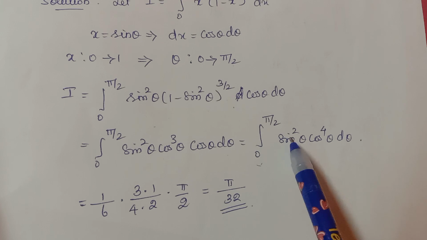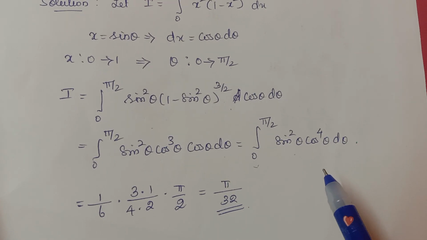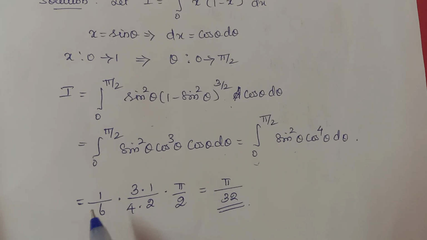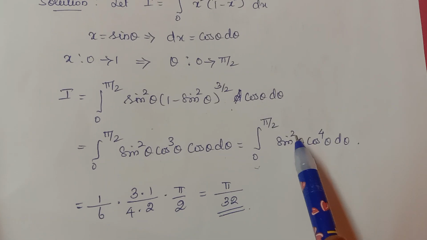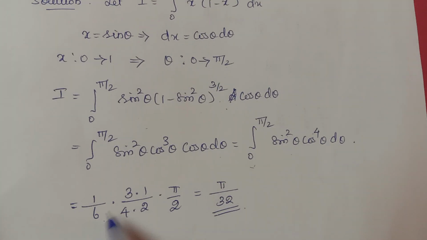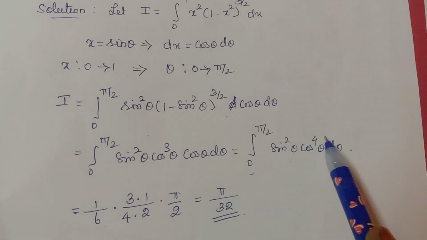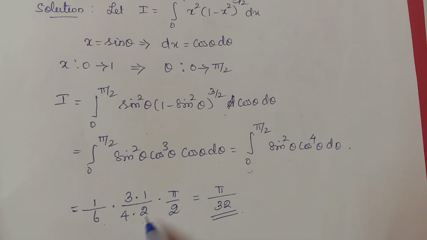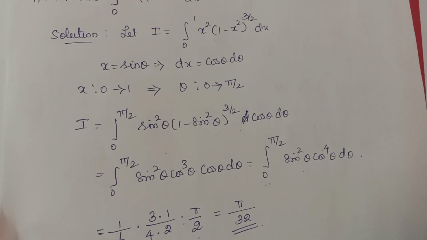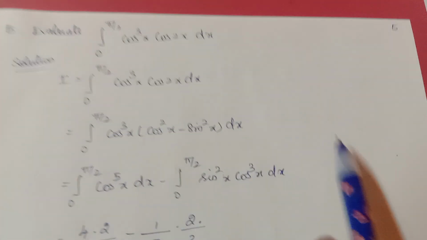Here the power of sin is 2. So in the numerator, where do you have to start? That is 1, right? 1 by denominator, you have to start with p plus q. 2 plus 4 is what? 6. So 1 by 6. Then here this 4, you know, so start from 3. 3 into 1 divided by denominator, what will it be? 4 into 2 into pi by 2. So the answer is what? Pi by 32. Okay.